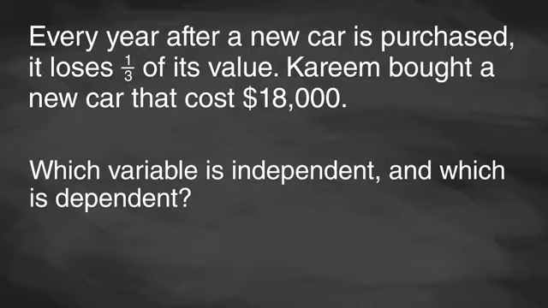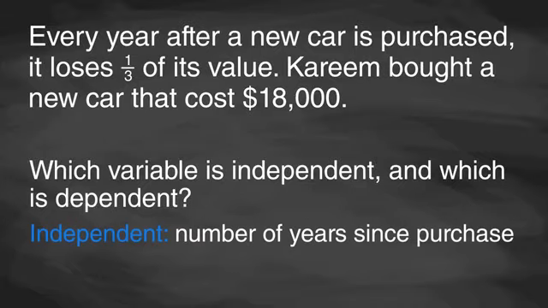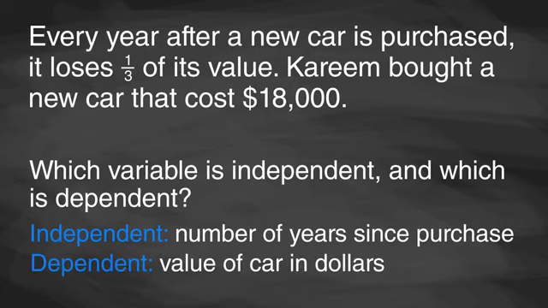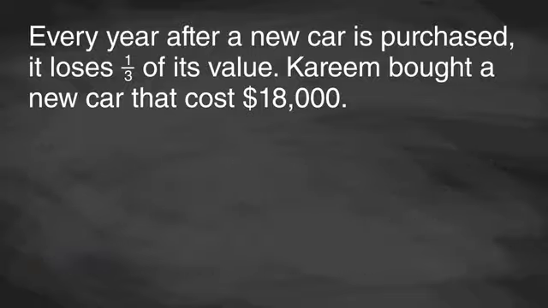Which variable is independent and which is dependent? The independent variable is the number of years since the car was purchased. The dependent variable is the value of the car in dollars. Now write an equation that represents the function using function notation.